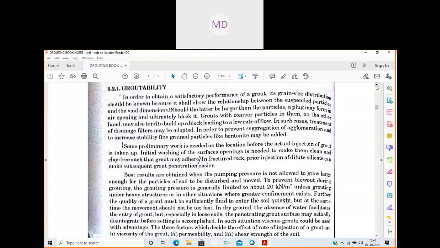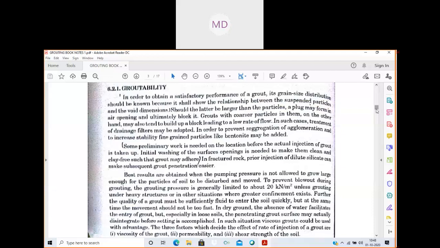Now let us see about groutability. The image is a little bit blurry, but it is understandable. I don't have another option. In order to obtain a satisfactory performance of a grout, its grain size distribution should be known, because it shows the relationship between the suspended particles and the void dimension. So what type of grout you are going to insert, and what is the dimension of the void, you have to see this.